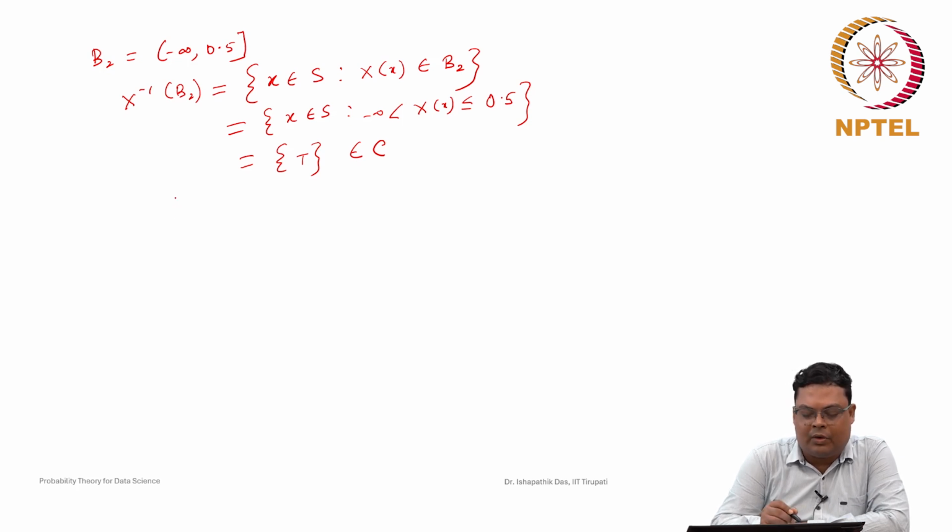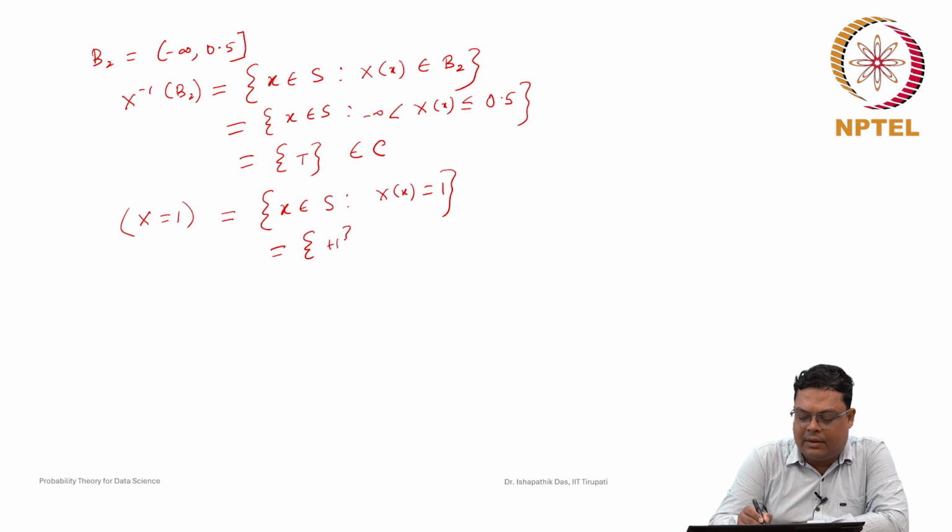So, we have some kind of notation. This notation is like, suppose X is equal to 1. What is this notation? It is denoted as all s belonging to the sample space S such that X(s) is equal to 1. For this example, what is that? Because X of head is 1, this is nothing but only head.